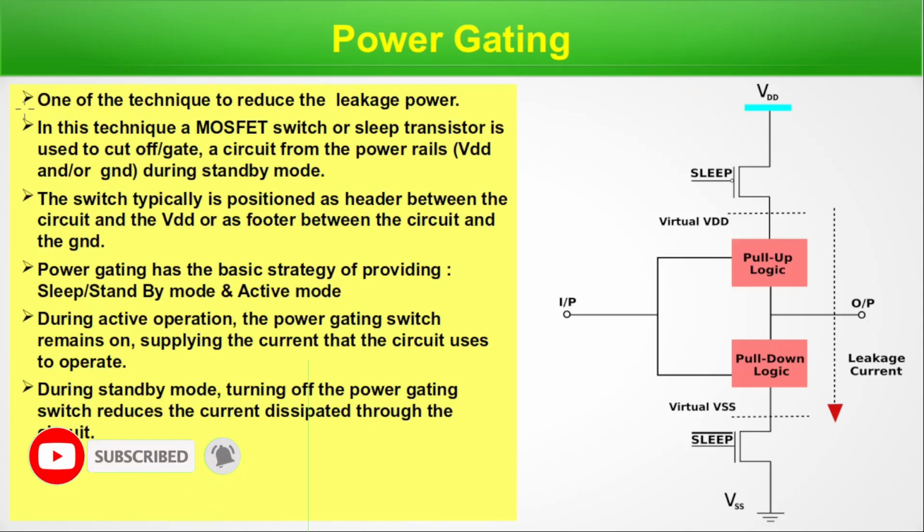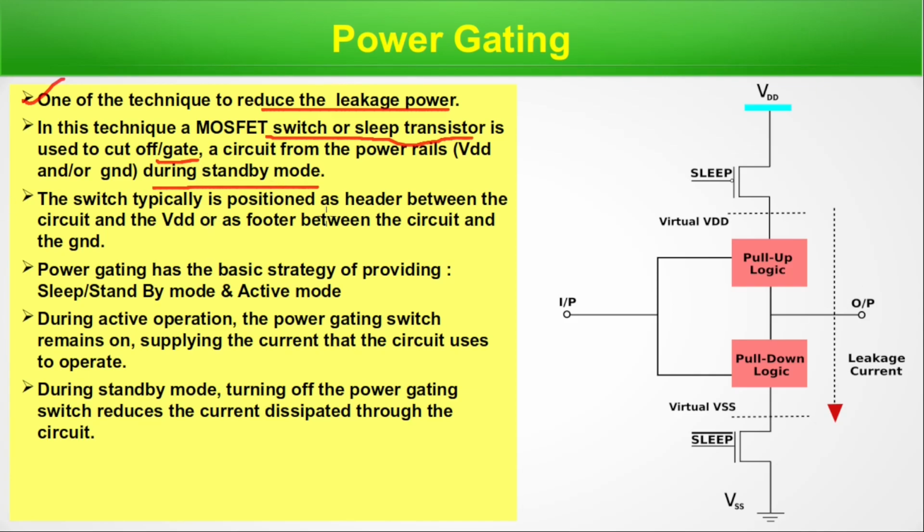Power gating is a very popular technique to reduce the leakage power. In this technique, a MOSFET switch or sleep transistor is used to cut off, or gate. Gate means cutting off a circuit from power rails, that is VDD or ground, during standby mode. An extra transistor, called a switch or sleep transistor, is used to cut off the circuit from power rails, be it VDD or ground. This happens during standby mode, when the MOSFETs are not in operating condition, to cut off the power supply.